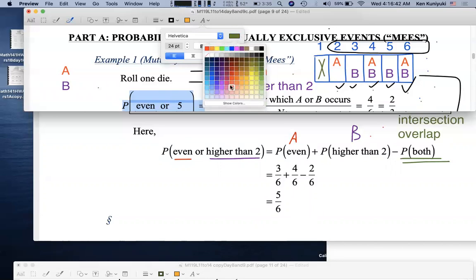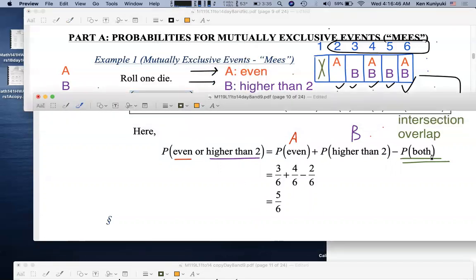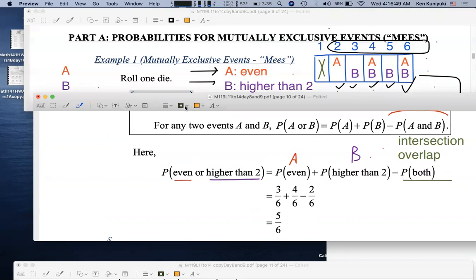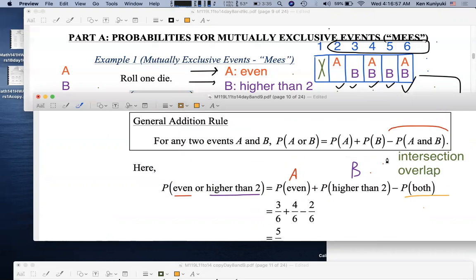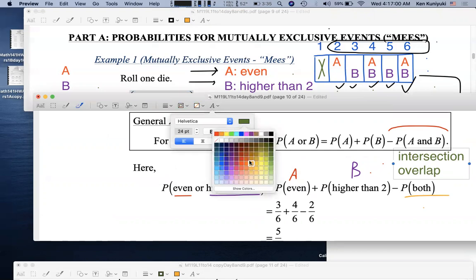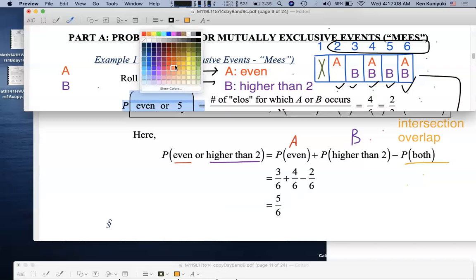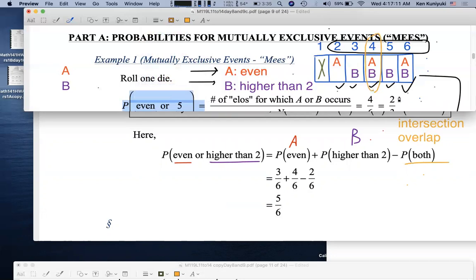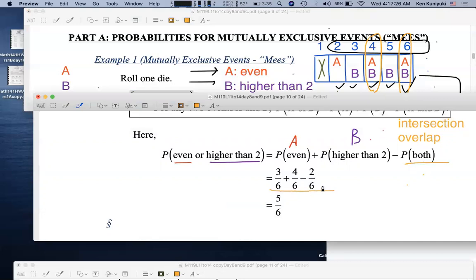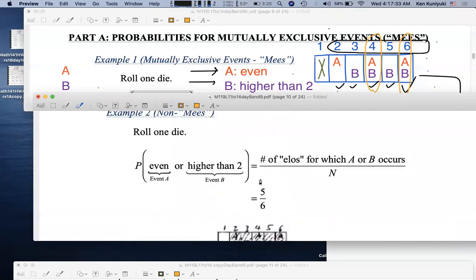I'll put this in orange. So orange, probability of both. All right. In orange, here's the overlap. The 4 and the 6, they represent the overlap. What's the probability of getting something in the overlap? A 4 or a 6? That's 2/6. So we have to take the 7/6 here and subtract off 2/6, and then we get 5/6. That should sound familiar. That's what we got when we did it the brute force way. 5/6 is correct.